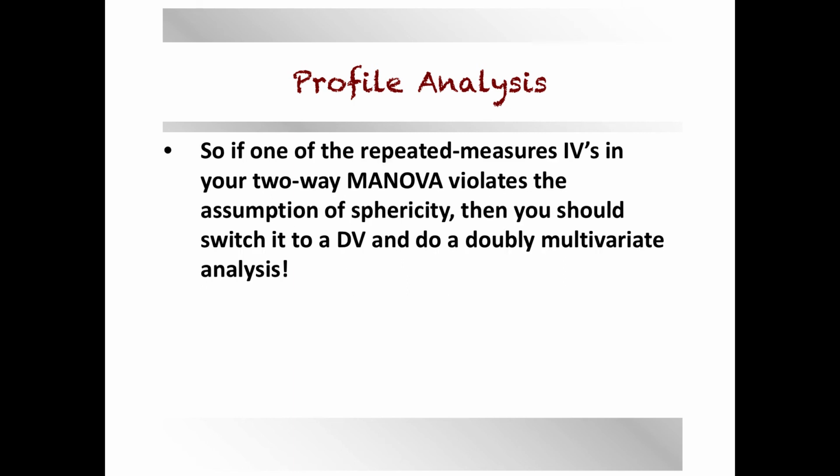If one of the repeated measures IVs in your two-way MANOVA violates the assumption of sphericity, meaning that we need to assume that at least one of the pairs of levels in your repeated measures IV is uncorrelated or different than the other pairs, then you should probably switch it to a DV and do a doubly multivariate analysis. So it's an interesting set of circumstances.